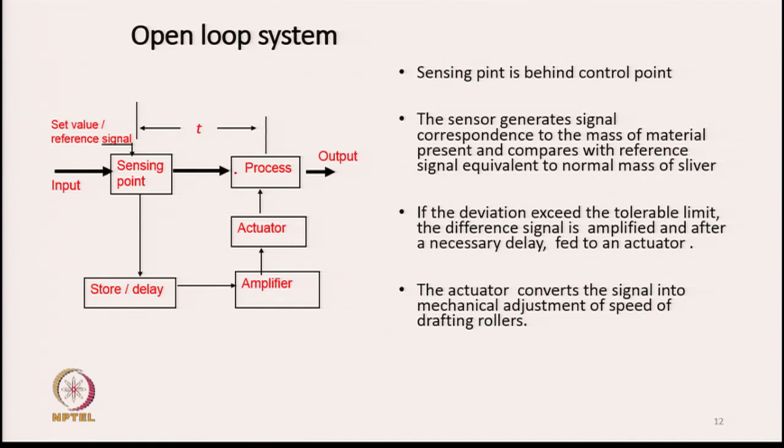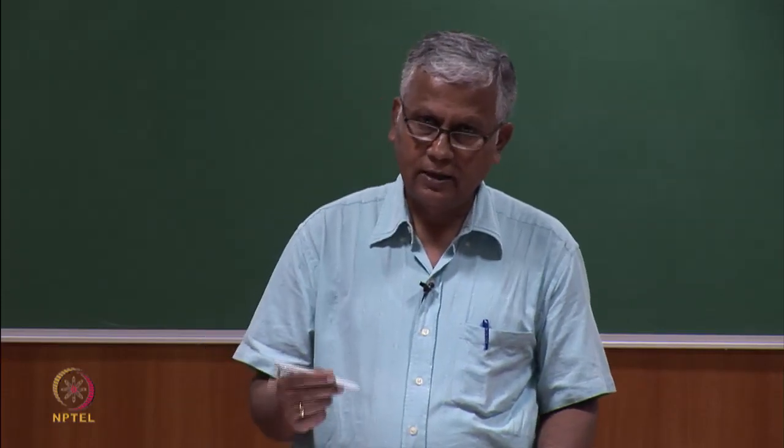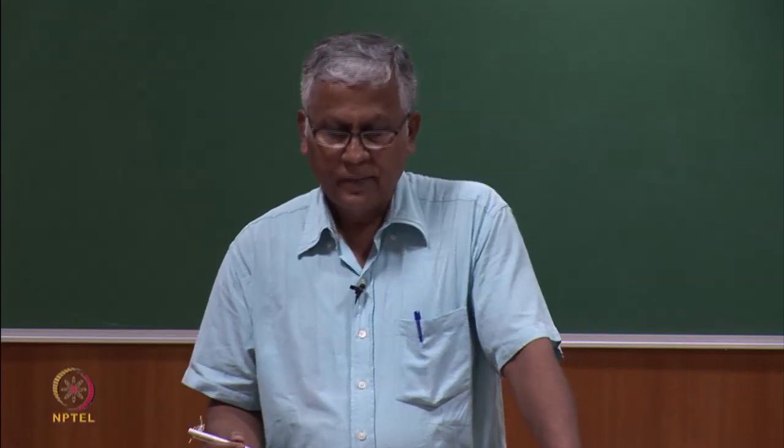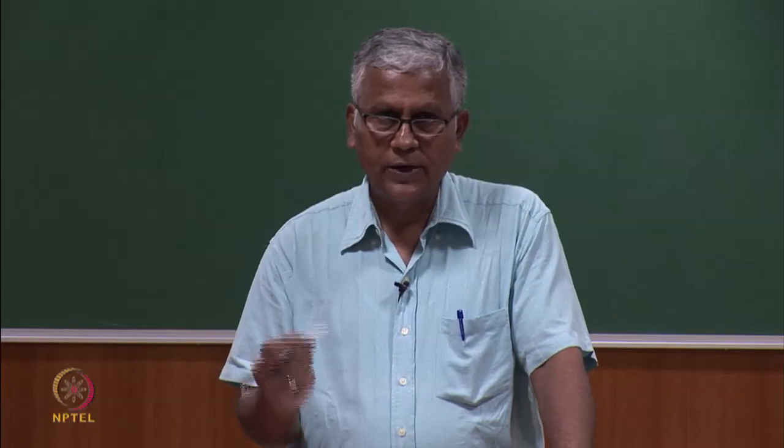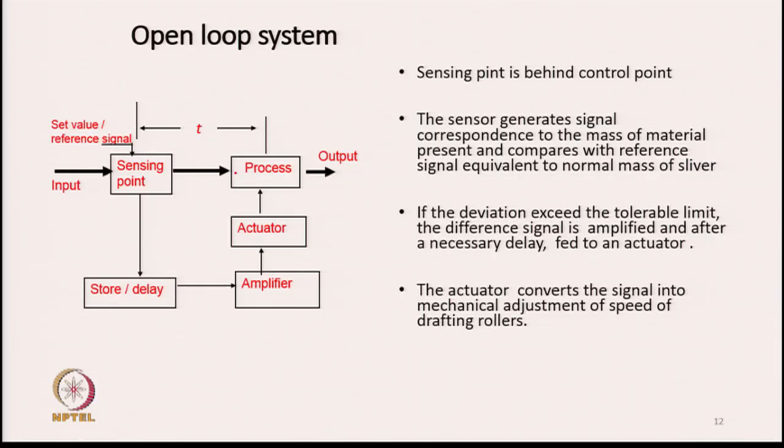The sensor generates a signal corresponding to the mass of material present and compares it with the reference signal equivalent to the normal mass of sliver. So, what it does is that we have a reference signal which is equivalent to the nominal mass of sliver that we would expect. And the sensor is sensing the current mass which is passing over it, and once it gets a signal, this signal is going to be compared with the set value or the reference signal. After comparing, we will get a deviation, that is the difference between the strength of the reference signal and the signal that we are currently getting. That is called the deviation.